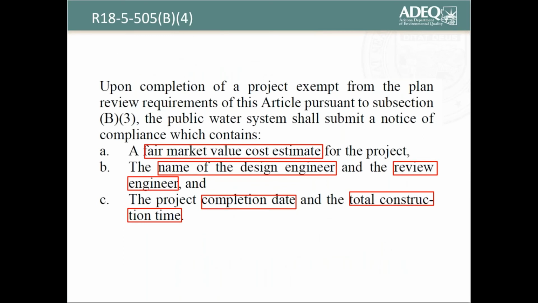So upon completion of a project for exemption, the public water system must submit a fair market value cost estimate of the project, which includes those receipts and invoices, the name of the design and review engineer, and the project completion date and total construction time. So this pretty much sums up the Arizona Administrative Code rules for exemptions. And so I'll go in more detail of what is expected for the ADEQ exemption process.